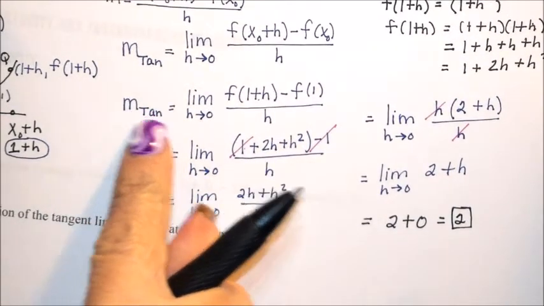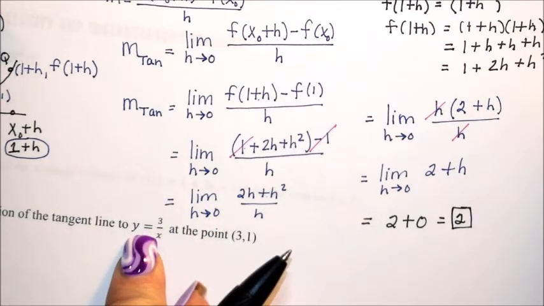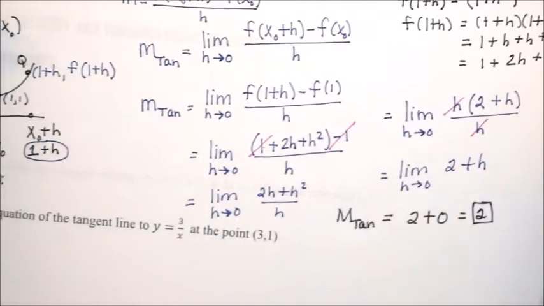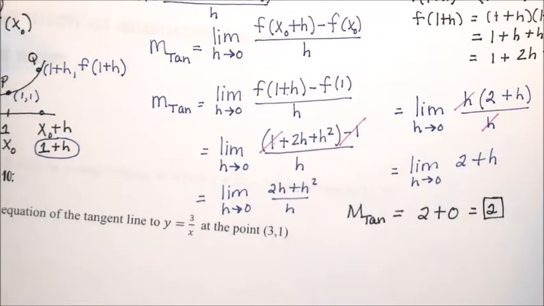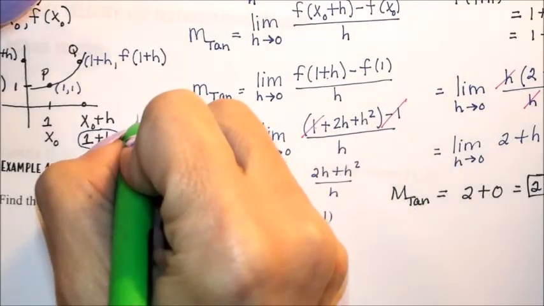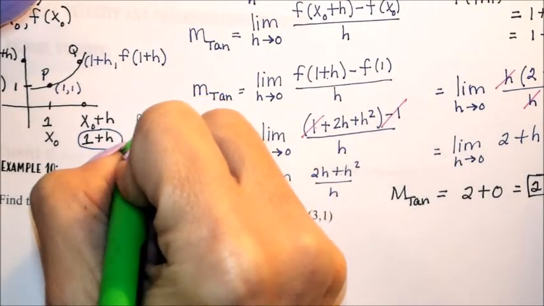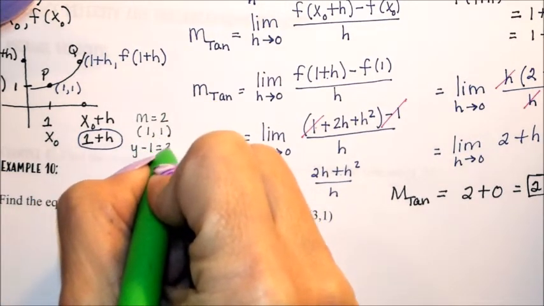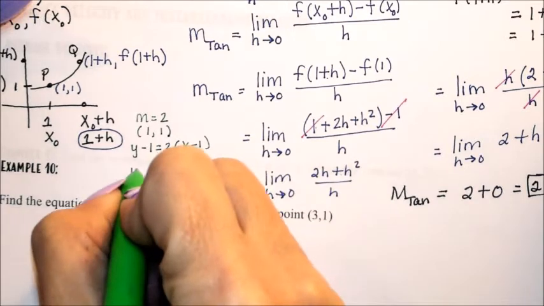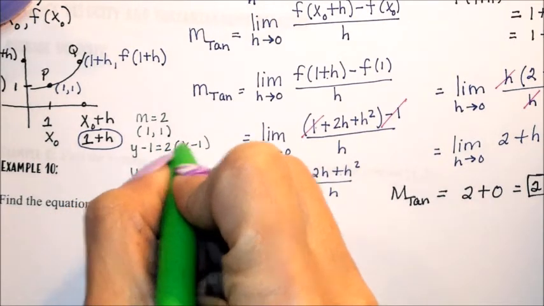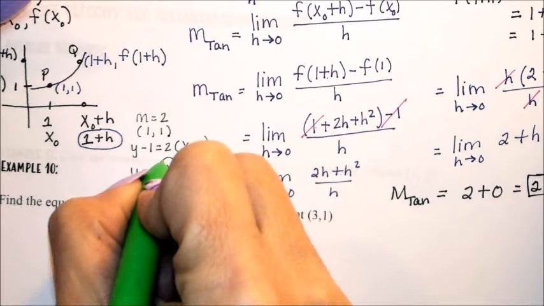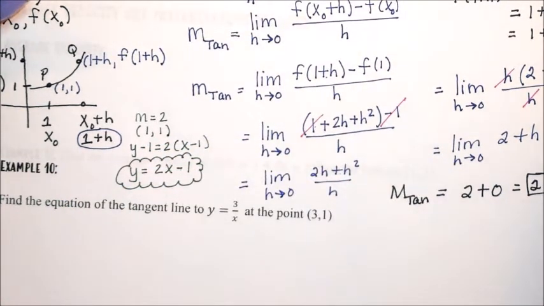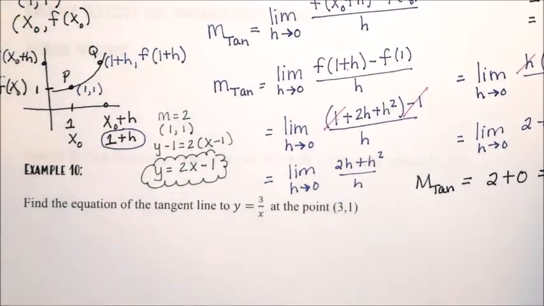That, my friends, is the slope of the tangent. I just didn't keep writing that, but that means the slope of the tangent line is 2. So I'm going to get a different color so it kind of sticks out a little bit. I'm going to do it in green. Here's what I know. The slope of the tangent is 2 going through the point 1, 1. So y minus 1 equals 2 times x minus 1. y equals 2x minus 1. And that's what I was looking for, the equation of the tangent line that goes through 1, 1.